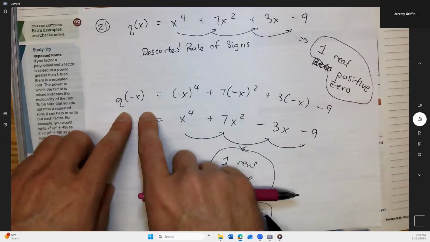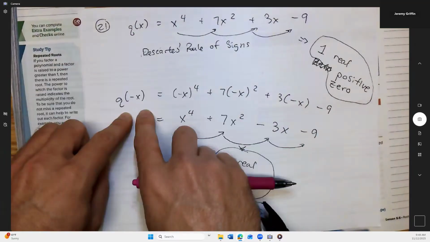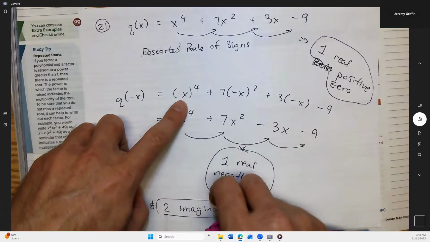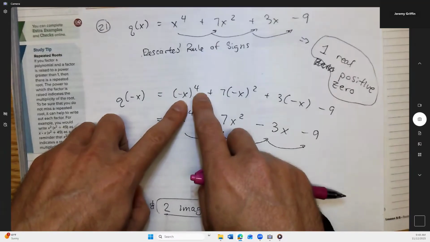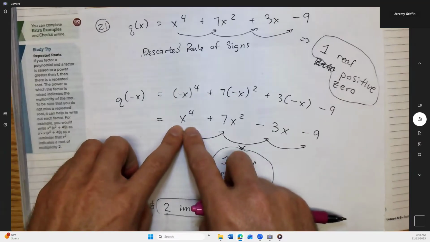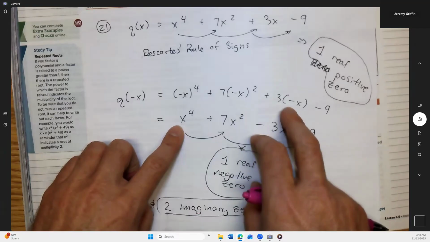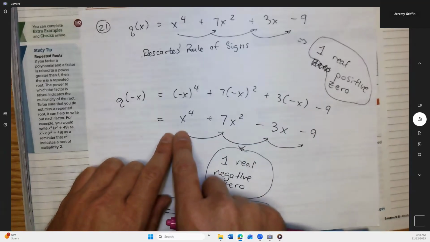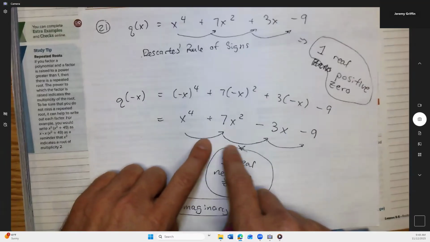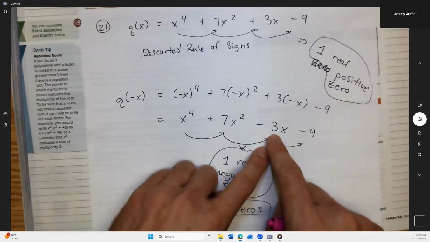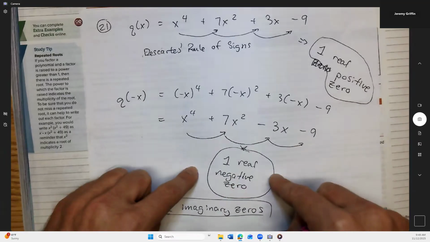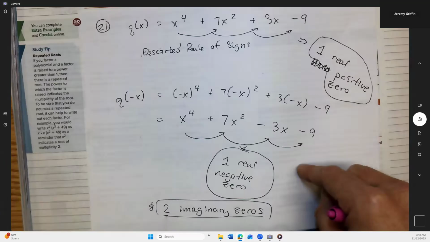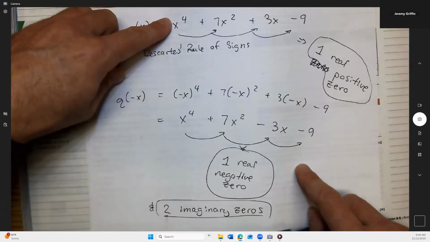Then I ask what is q of negative x, and I plug in a negative x and clean it up. Anything raised to an even power will become positive anyway. Raised to an odd power should maintain its sign. Then I clean it up and count sign changes. Positive, positive, that doesn't change. Positive to negative, ooh, there's a sign change. And then negative, negative, that stays the same. So I have one real negative zero. So one real positive zero, one real negative zero. Now, there's degree 4.